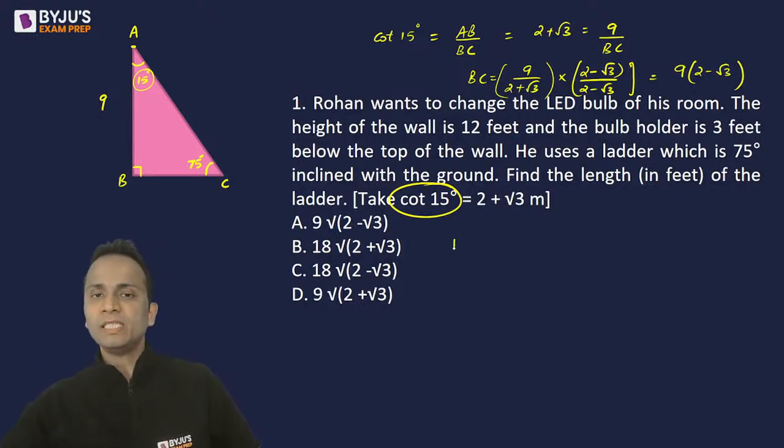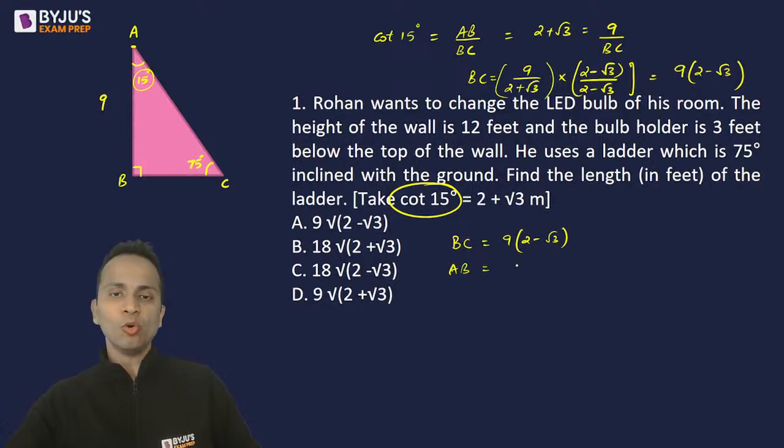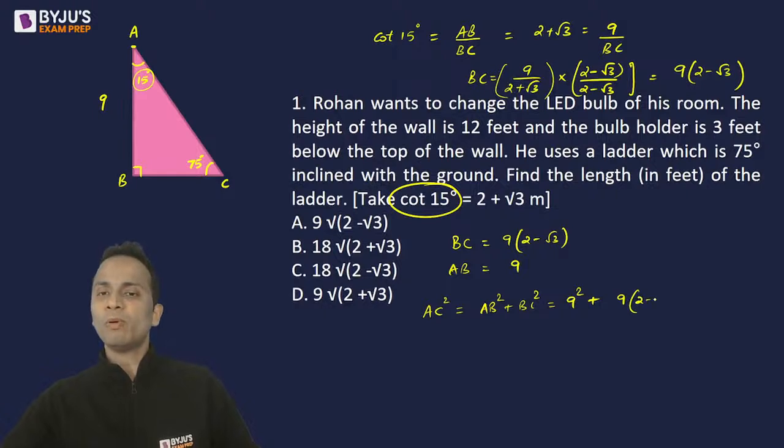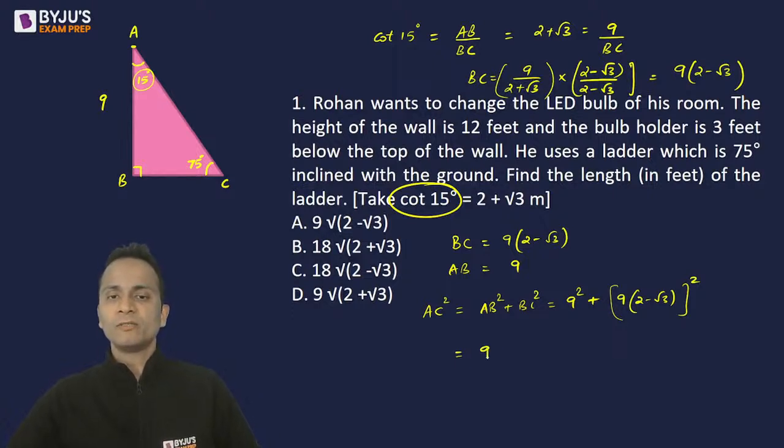So the length of BC is equal to 9 bracket 2 minus root 3. Length of AB is already known, which is 9. So we can find the length of AC by using Pythagoras theorem. It will be AB square plus BC square, that is 9 square plus 9 into 2 minus root 3 whole square. Take 9 square common. So if I take 9 square common, then it will be 1 plus 2 minus root 3 whole square.